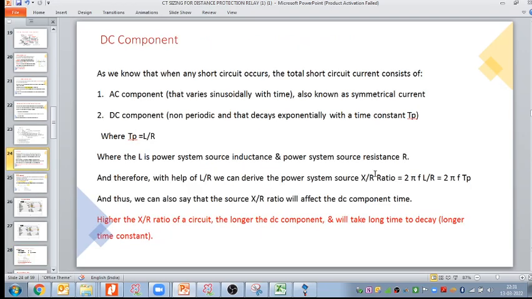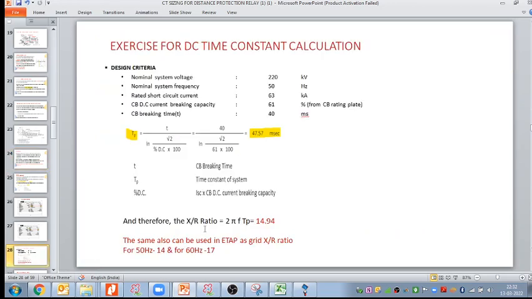And as we discussed on this page, the time constant TP is L by R, and with the help of the time constant L by R, we can find out the X by R. In this formula, L by R we have already calculated, that is 47.47 milliseconds right now. So 2 into pi means 3.14, and F is frequency. So 2 into pi into F is the constant. L by R we already calculated, that is 47 milliseconds. We can find out the X by R ratio here. X by R is 2 into pi into F into TP, and that will provide 14.94.